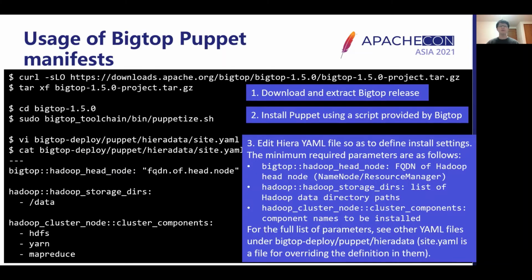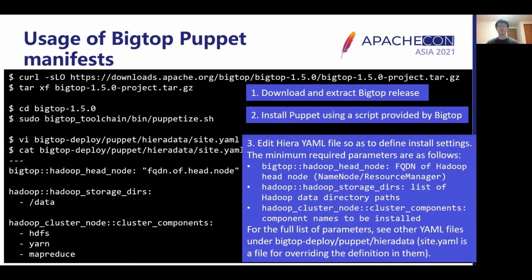Applying a Puppet manifest is a bit more complicated than installing packages. First, download and extract the Bigtop release tarball. Next, install Puppet using a script included in the tarball. Then, edit the Hiera YAML file to define install settings. Users have to set a value for these 3 parameters shown here, at least.